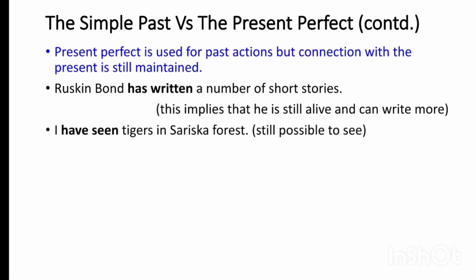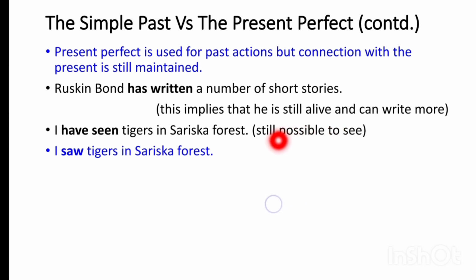Continued here. Present perfect is used for past actions, but connection with the present is still maintained. That is very much necessary. Ruskin Bond has written a number of short stories. This simply implies that he is still alive and can write more. We cannot say Ruskin Bond wrote a number of stories. It means now he is not writing. अब नहीं लिख रहा है, लेकिन रस्किन बॉन्ड तो अभी भी लिख रहे हैं.